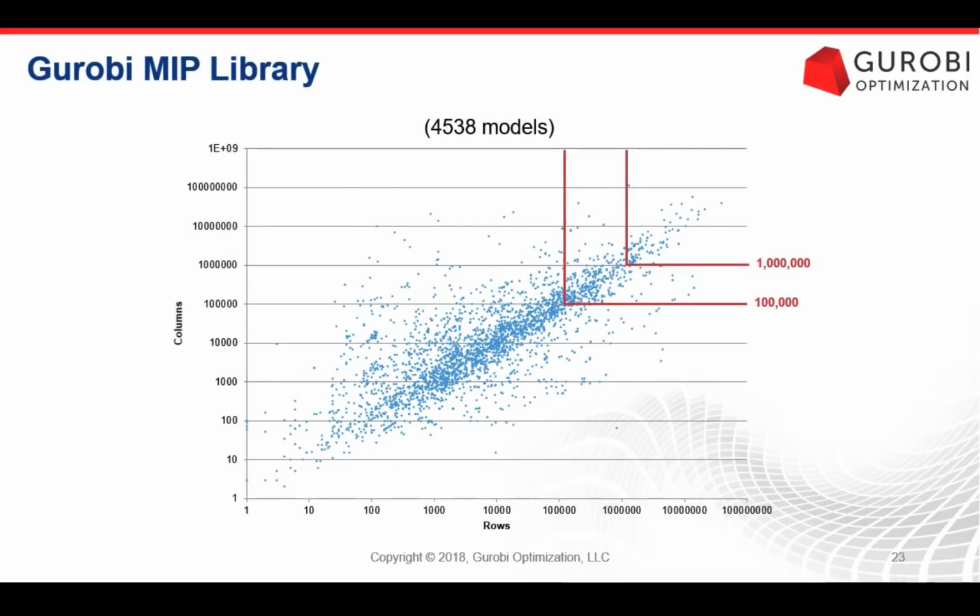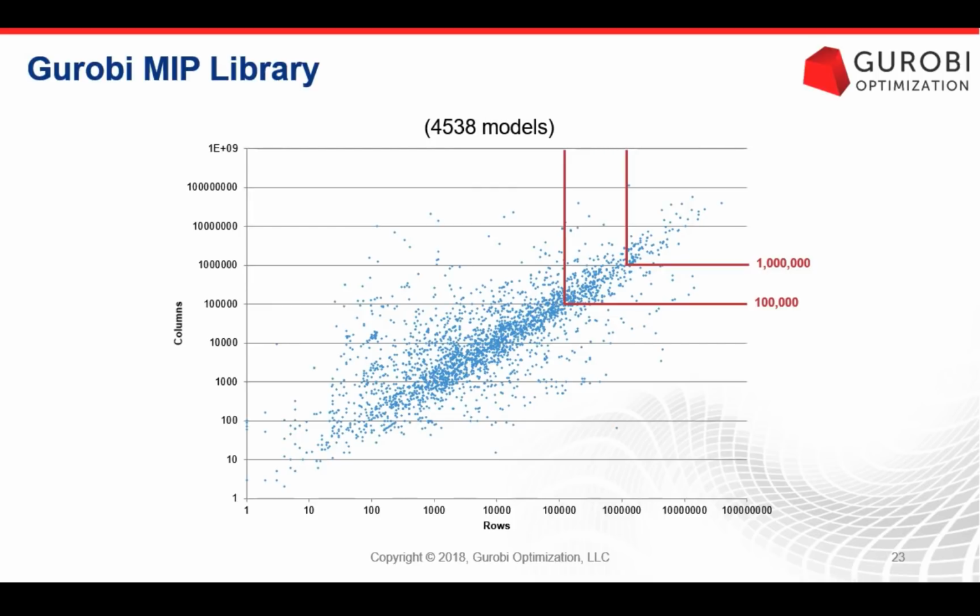Before I present performance results, I just wanted to give you some additional information about our benchmark set. This is a scatter plot showing information about the 4,538 models in our MIP benchmark set. Along the x-axis, you have the number of rows in the problem. Along the y-axis, you have the number of columns. And each blue dot represents a single one of these 4,538 models. People often ask us, if they have a MIP model, is this a particularly large MIP model? How does it compare to the set of models that you typically wind up solving? So this graph gives you some indication of the typical sizes.